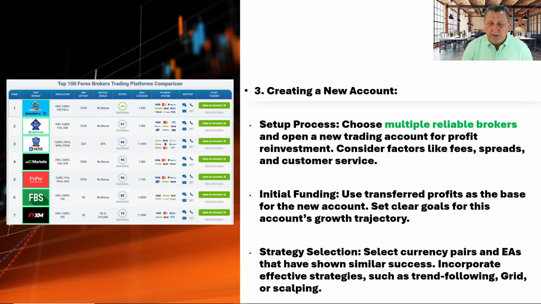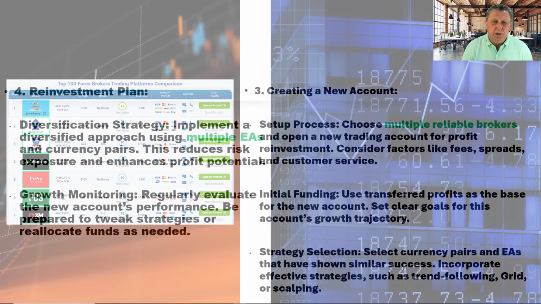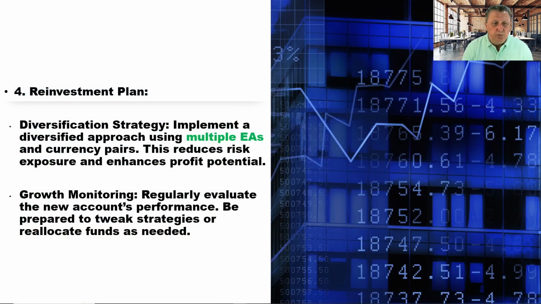And then strategy selection: select currency pairs and EAs, as I said, that have shown similar success. That comes through your weekly or your monthly reviews for all these ones, and then incorporate the strategies that are within the market at the moment. So it could be a trend following one for one currency pair, like the US Japanese or the Swiss Japanese, for example. Other ones where you have a more versatile, but again, sideways trading. You can have your grids and then another market again for your scalping. So these are all the things that have to be part of the overall portfolio plan.